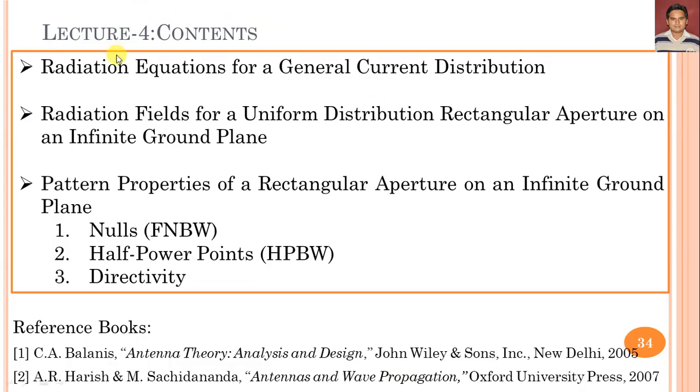The following contents will be addressed during this lecture: radiation equation of a general current distribution, then radiation fields for a uniform current distribution, rectangular aperture on an infinite ground plane, then the properties of it, and analysis in the form of nulls, half power points and directivity. The contents of this lecture are prepared with the help of the following reference books.